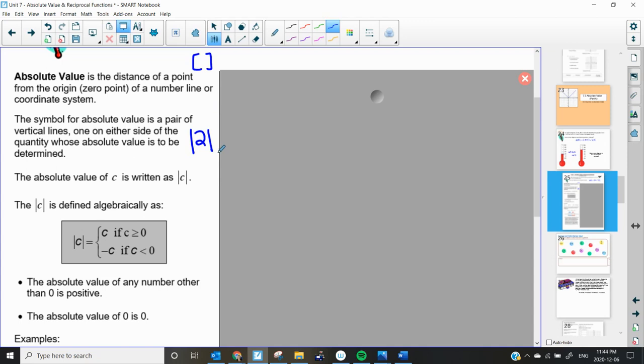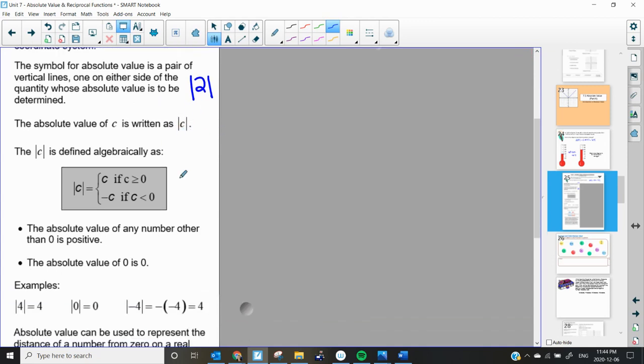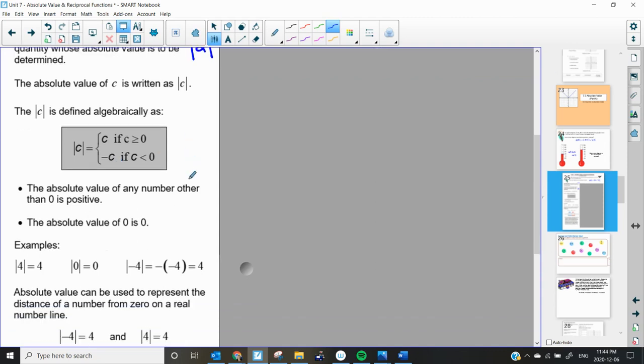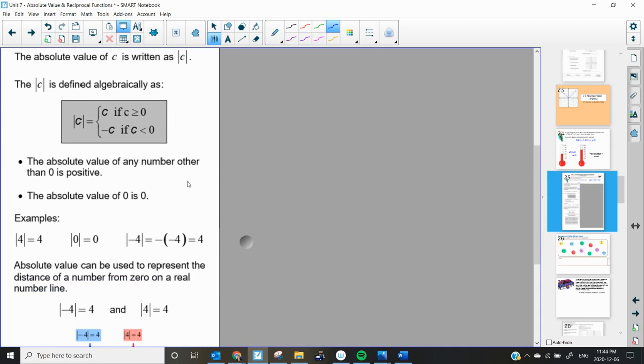Now, the absolute value of C is written as absolute value C. And this is then defined as a piecewise function. Now, don't worry about the word piecewise. We're going to get into piecewise functions in another topic, but this is just sort of an introduction to it. So the absolute value of C, it's positive C if C is greater than or equal to 0, and it's negative C if C is less than 0. Again, we're going to get into that in a whole different lesson, so don't worry about piecewise functions at this point.